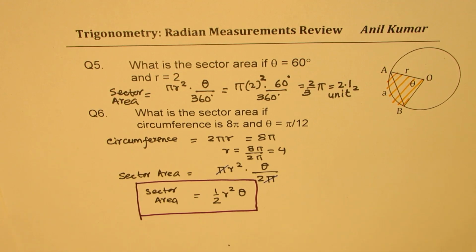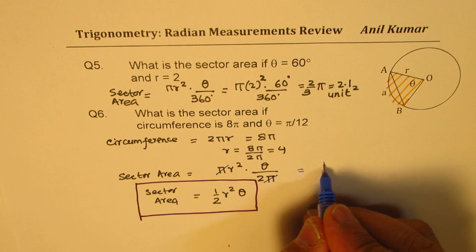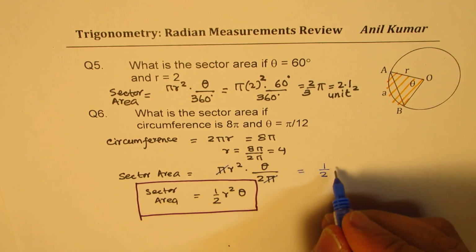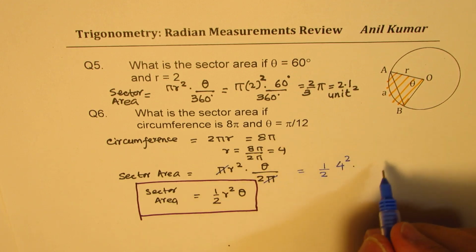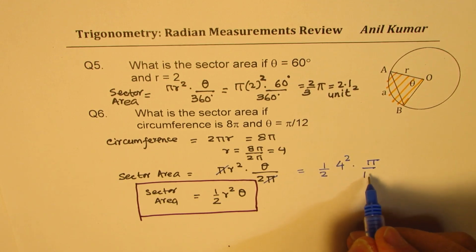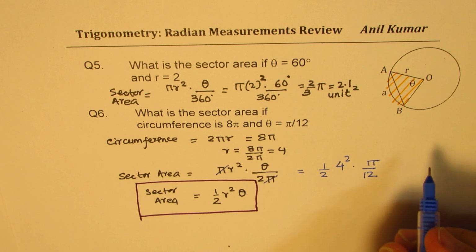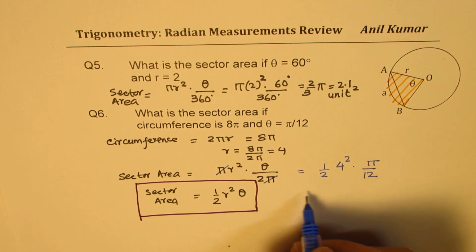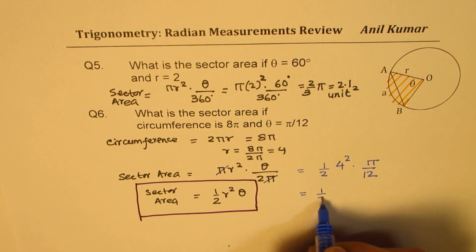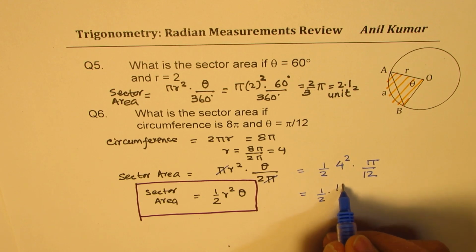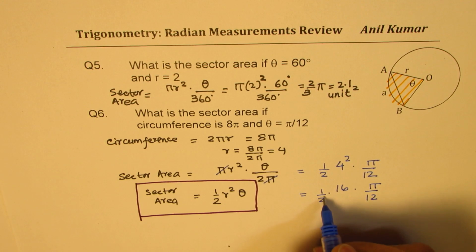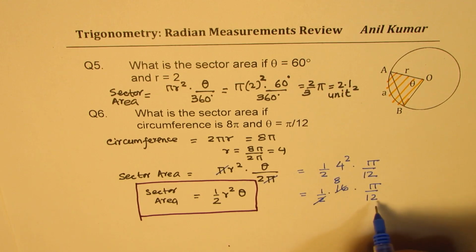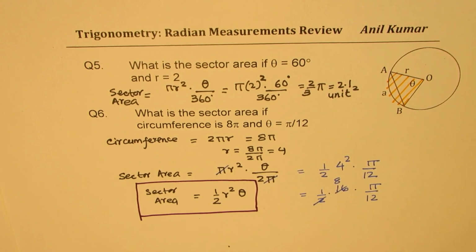In our case, we can just calculate this value. Since now we know the radius is 4 and the angle is pi by 12. Correct? So we could easily find this. So the exact value will be pi by 12. You could always simplify this, 8, and dividing by 4, we get 2 over 3.